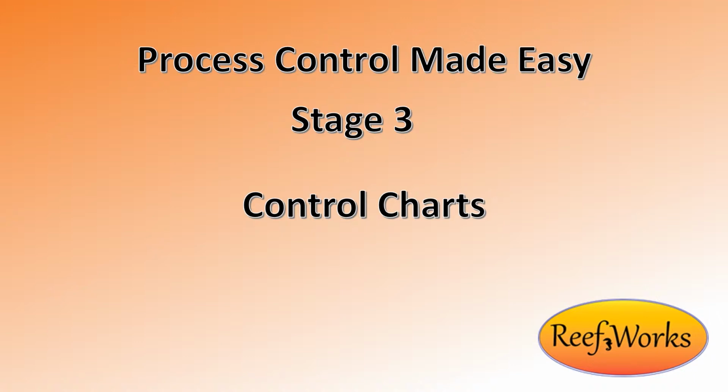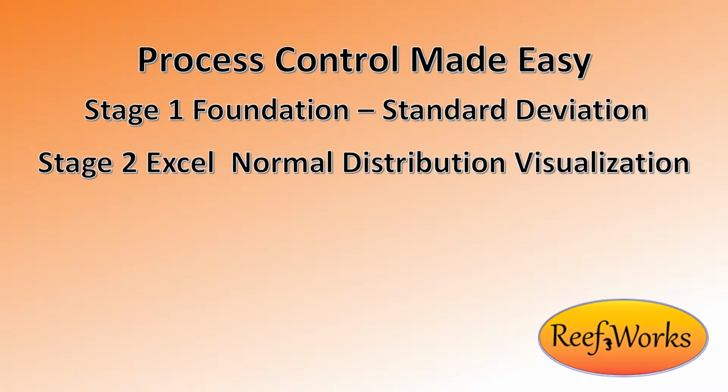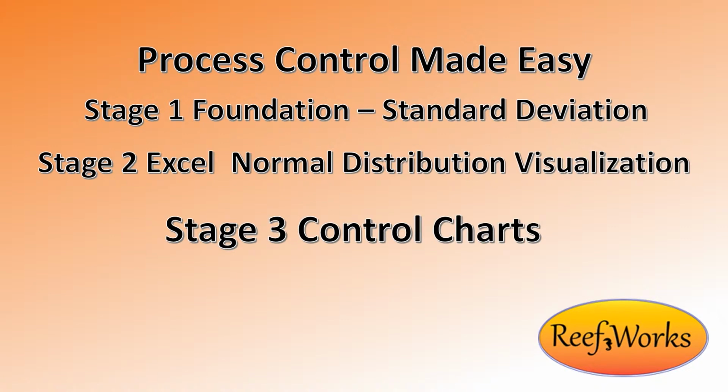Let's look back and see where we've been. In stage 1, we calculated the standard deviation, which is really the foundation of overall process control. So if you don't have a good understanding of that, go back, take a look at it, go through the exercises, and make sure that you plant that in your brain. In stage 2, we used Excel to visualize our normal distribution. And in stage 3, we're going to bring it all together and put it into control charts.